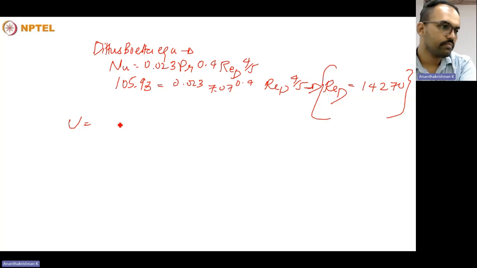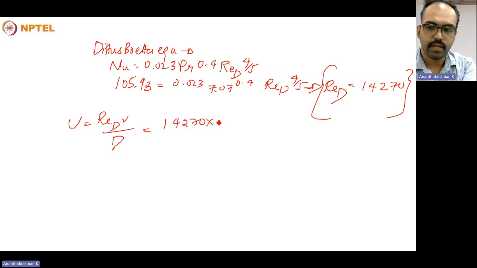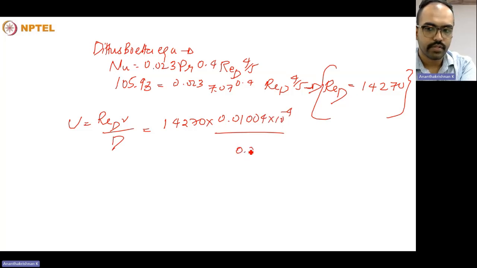From this we can calculate the value of U. UD divided by nu is the Reynolds number. So U is the Reynolds number times nu divided by D. So 14,270 multiplied by the kinematic viscosity, 0.01004 into 10 to minus 4, divided by 0.025, will be equal to the velocity, 0.573 meter per second.